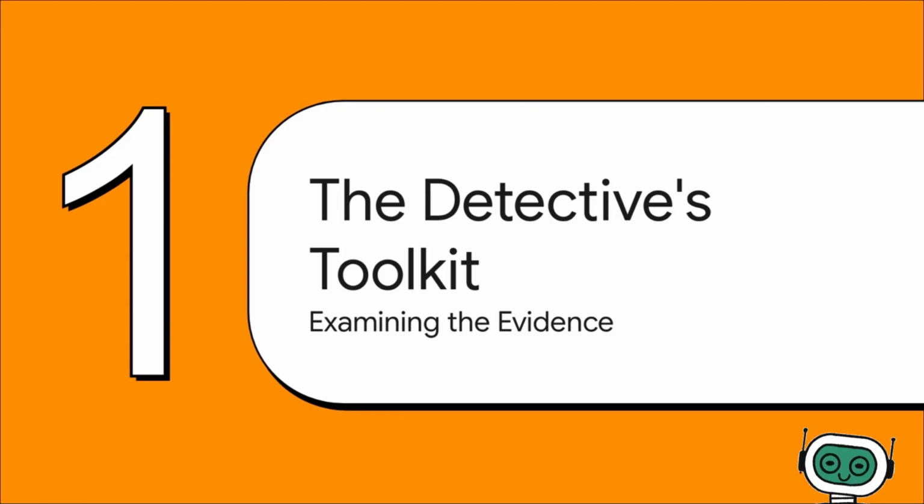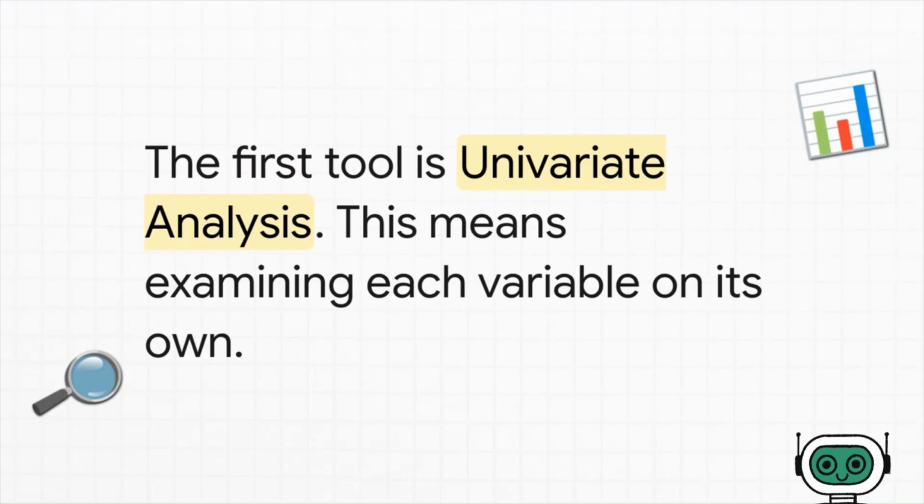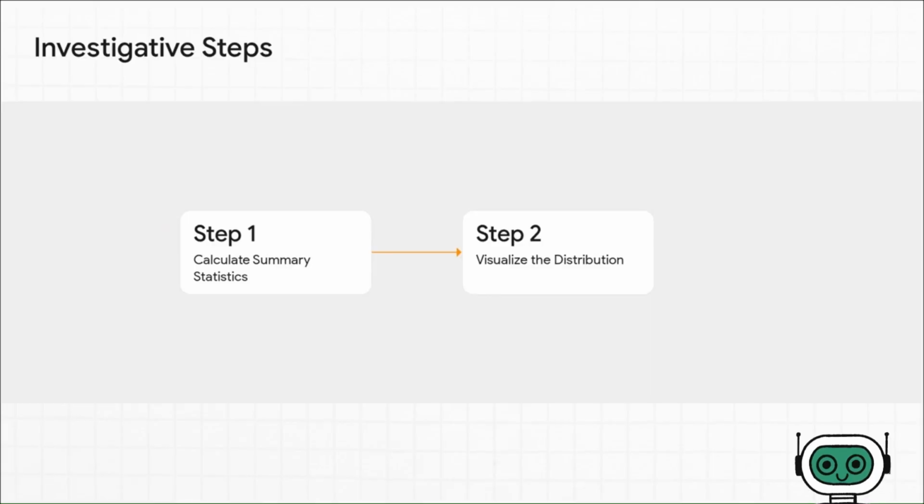The first job is always to examine each piece of evidence by itself. The technical term for this is univariate analysis. Uni means one, and variate means variable. So pretty straightforward. We're just looking at one variable at a time. And you do this in two really simple steps. First, you calculate some basic numbers: the mean, the median, min, max. And second, you draw a picture. You visualize the data's shape, maybe with a quick histogram.